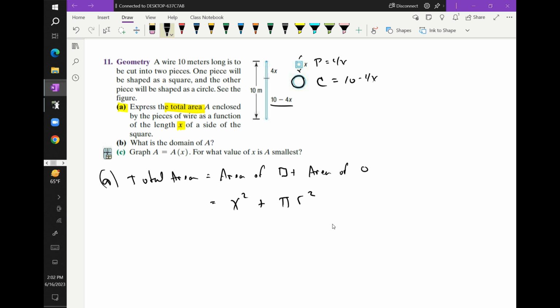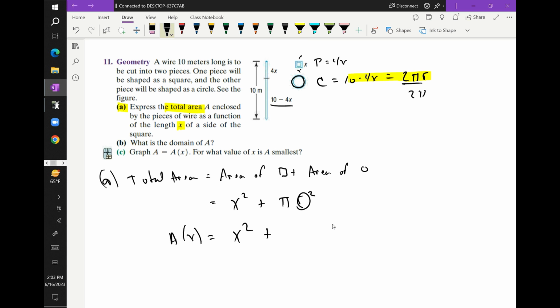So what we need to do on this one is, if we want this as a function of x, I want to be able to write it with only x's. Now, pi is a constant, so I can leave pi there. That's not a problem. But I need to figure out what the radius is of my circle. Well, fortunately, we do know from our top that the circumference is 10 minus 4x, and the formula for the circumference is 2 pi r. So what I want to do now is solve this equation for r.